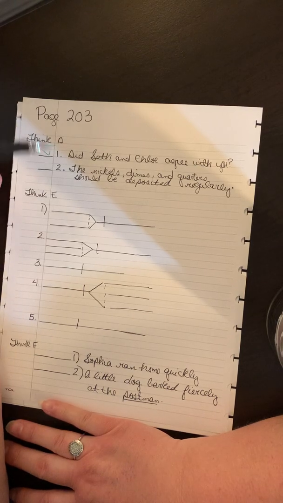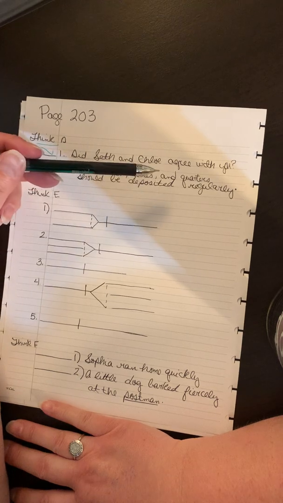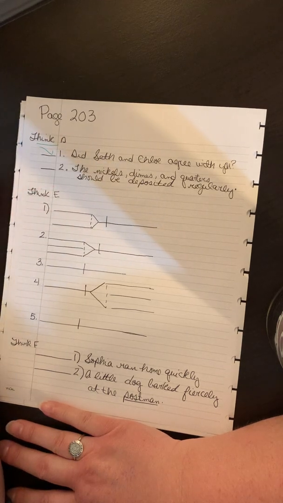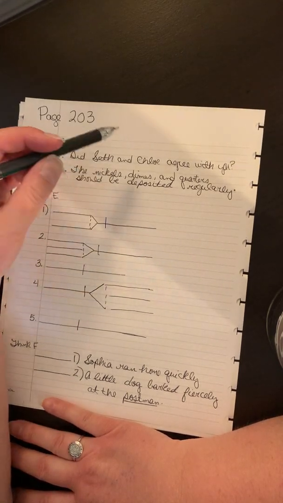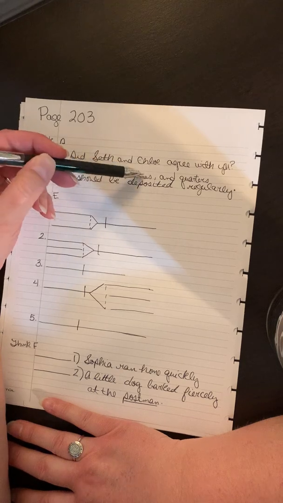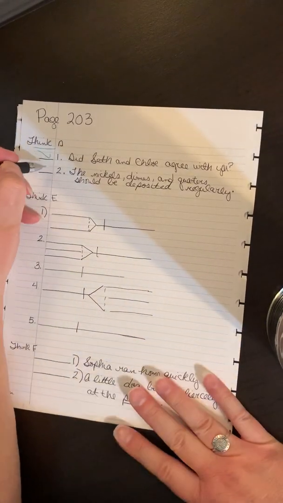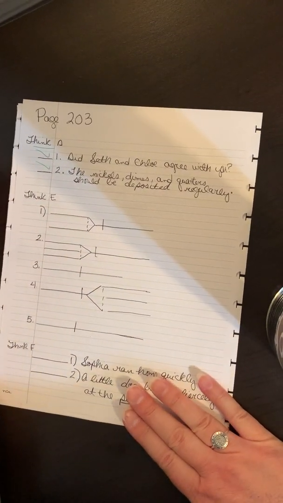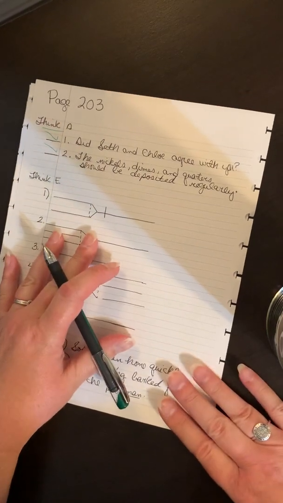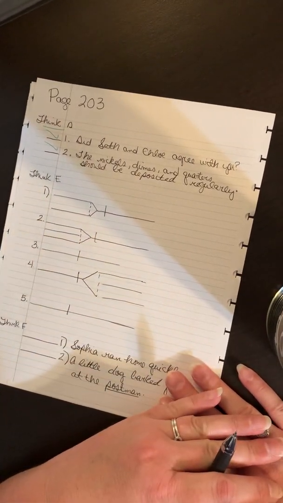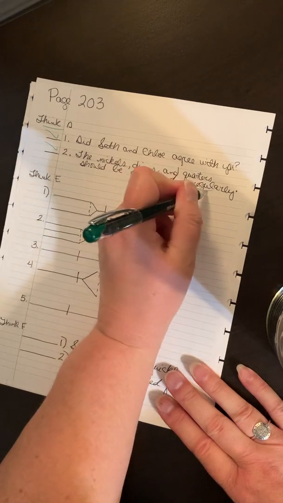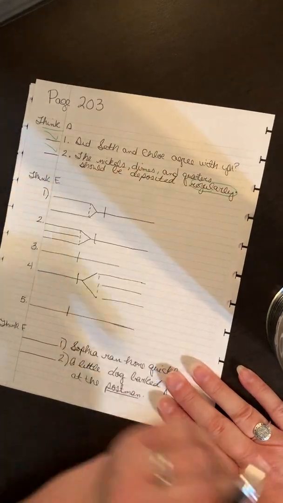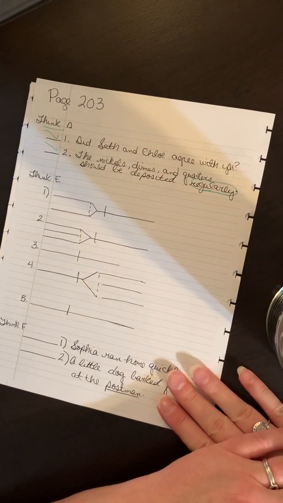Look at number 2. The nickels, dimes, and quarters should be deposited regularly. First off, is this a compound subject or verb? Yes, it is, because we've got nickels, dimes, and quarters. So we check. Do we have an adverb? Yes, we do. How should we deposit the money? Regularly. So you circle your adverb.